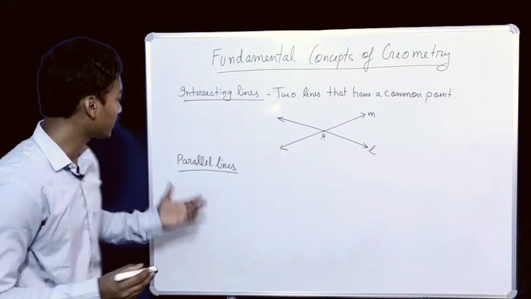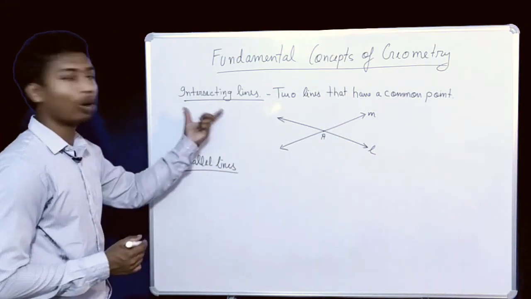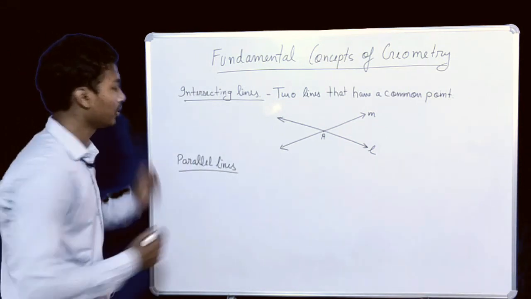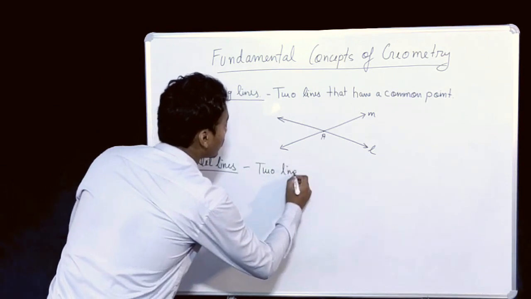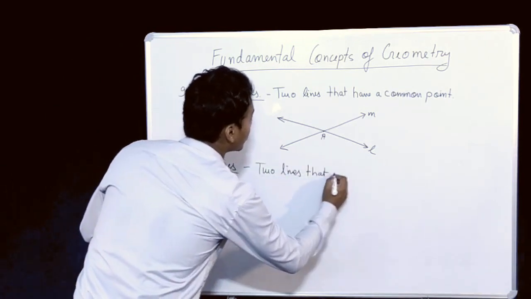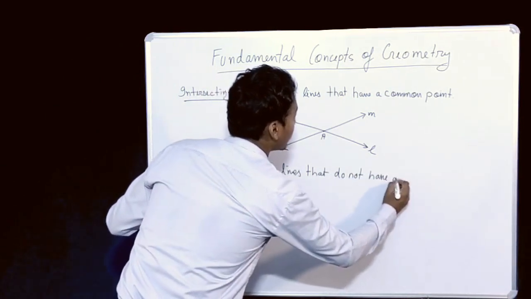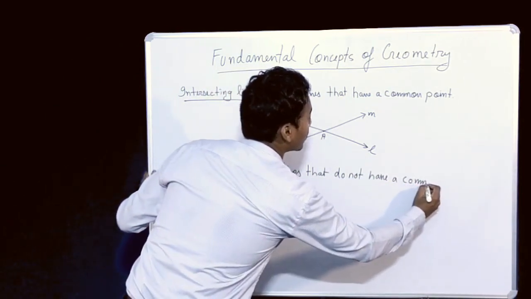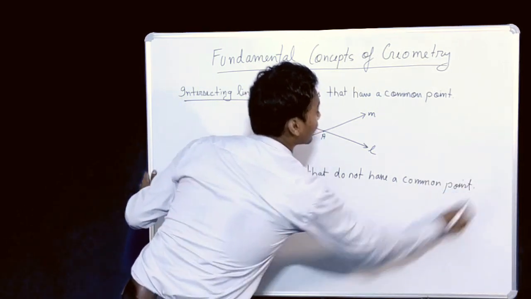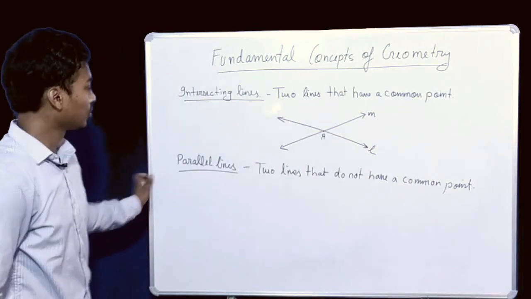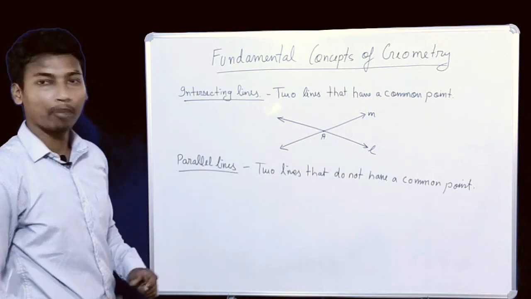Next, let's understand parallel lines. Now parallel lines are just the opposite of intersecting lines. Here two lines that do not have a common point. So here, two lines that do not have a common point will be called parallel lines.